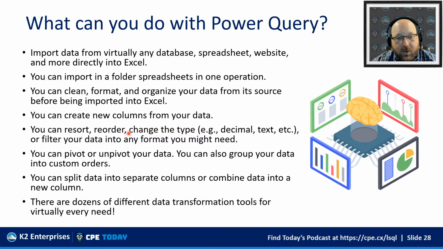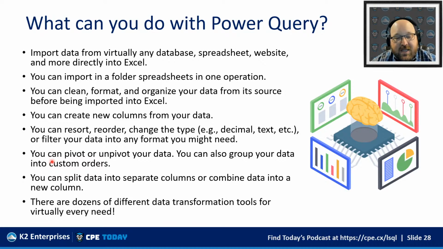We can resort, we can reorder, we can change the type. So we can change something from being a date time to just being a date. We could separate date and time into two separate columns if we need to. We can even filter our data down to just the stuff we need. Maybe we're only working with the top 20 inventory items. So instead of having all 10,000 inventory items there, we can just pull in the relevant things that are needed, maybe only the top 50 or 100.